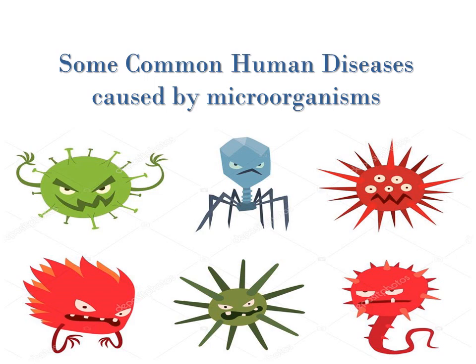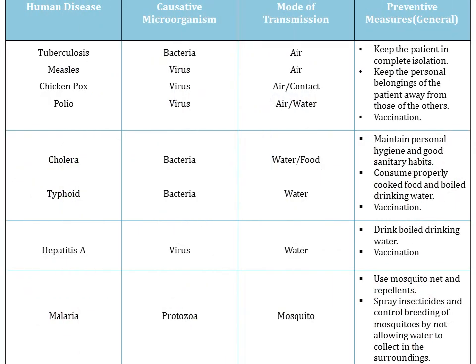Now let's study some of the common human diseases caused by microorganisms. The disease, the microorganism, mode of transmission, and precautions are described inside this table. Now let's discuss each of these human diseases. Tuberculosis. It is caused by a bacteria and the mode of transmission is air. Measles is caused by a virus and transmitted through air. Chickenpox. It is also caused by a virus and the mode of transmission is either air or through direct contact with the infected person. Polio. It is caused by a virus and the mode of transmission is either air or water.